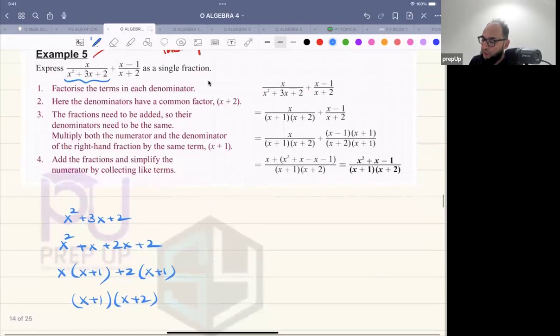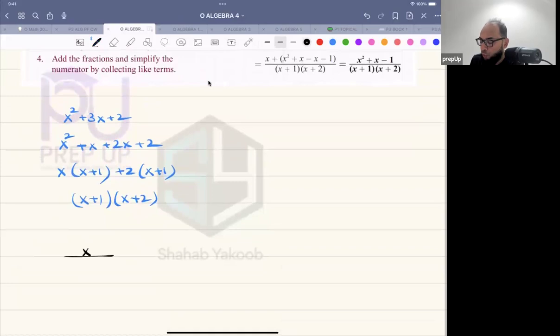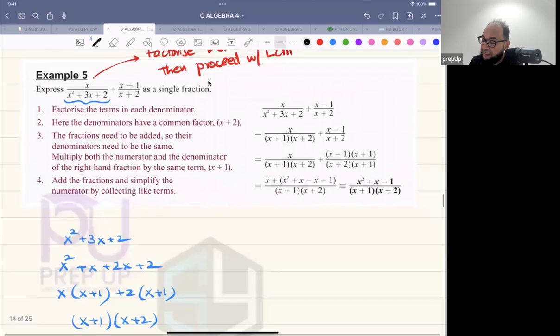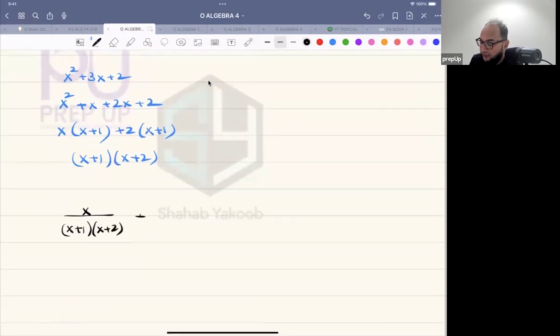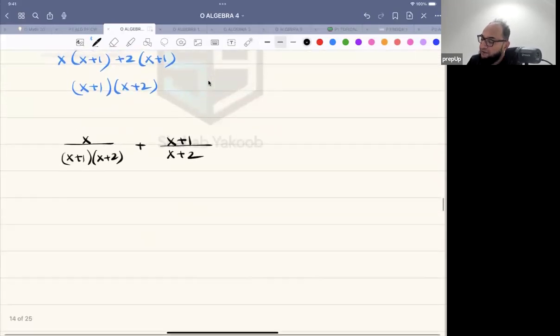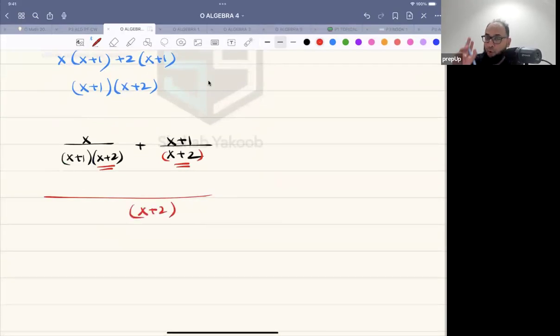Okay. So now we have x over x plus 1, x plus 2. And then we have x plus 1 over x plus 2. Now when we will take LCM, this is common. X plus 2, this is common. So the LCM will only have 1 x plus 2. We won't have two brackets, we have only one. And this is uncommon, x plus 1.